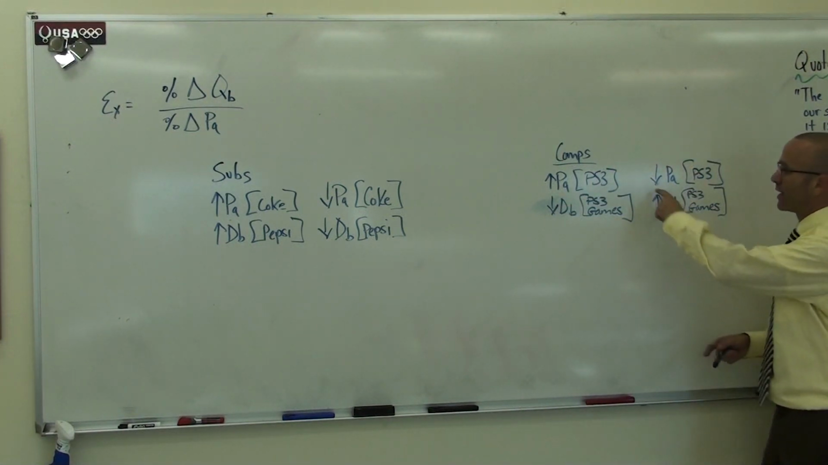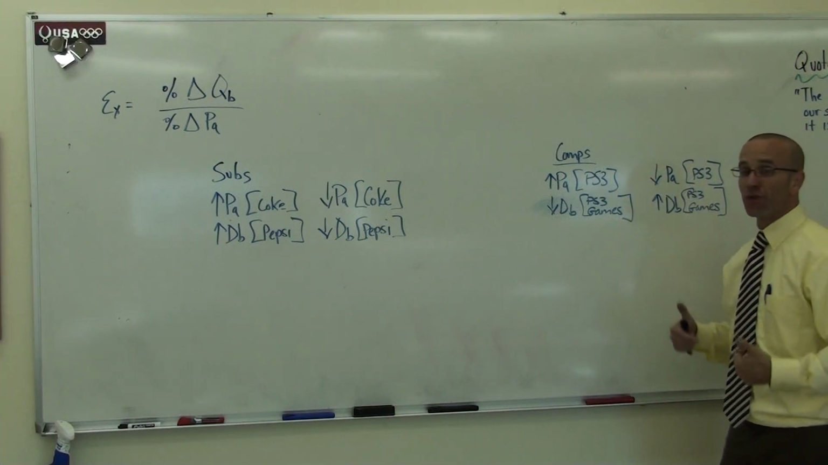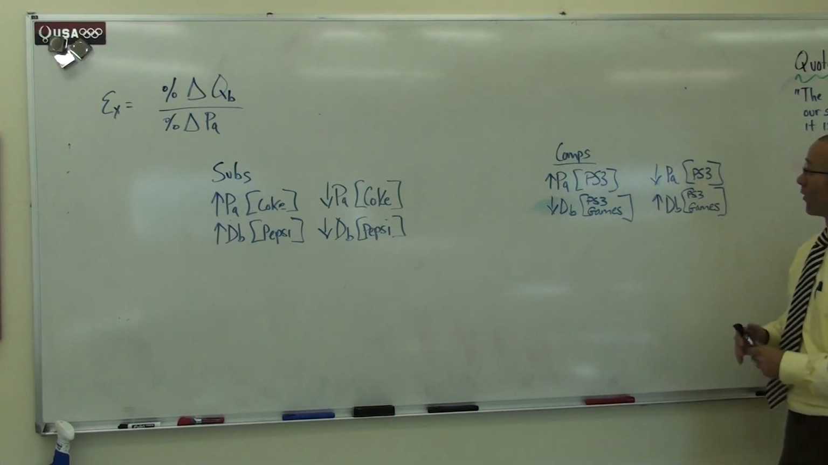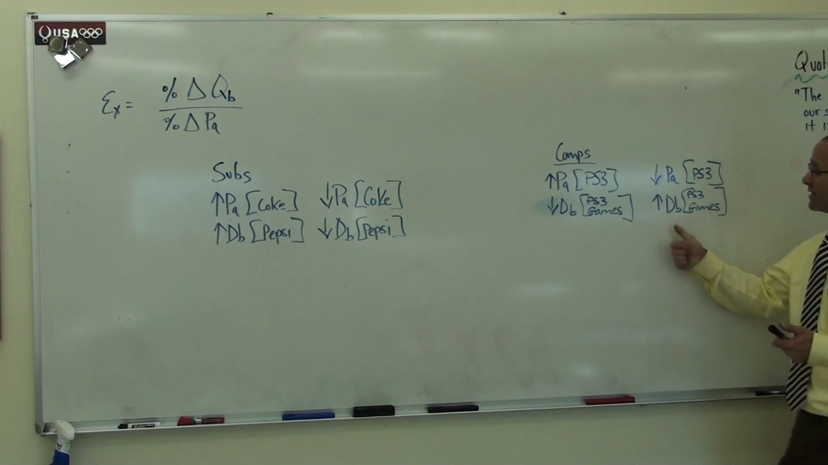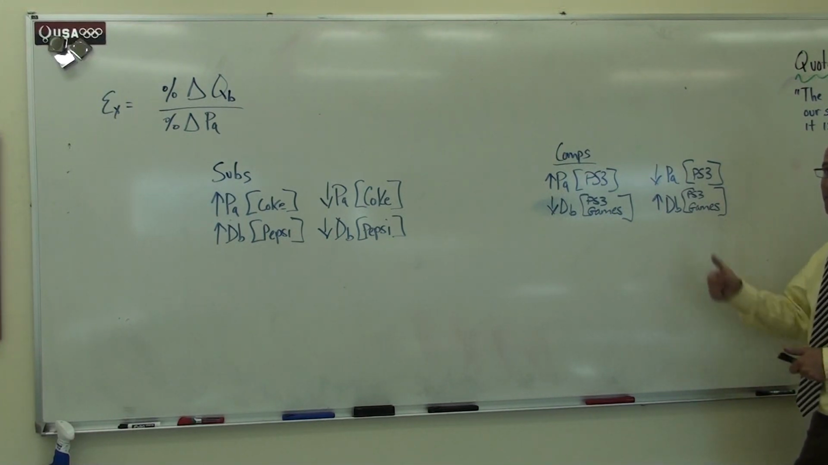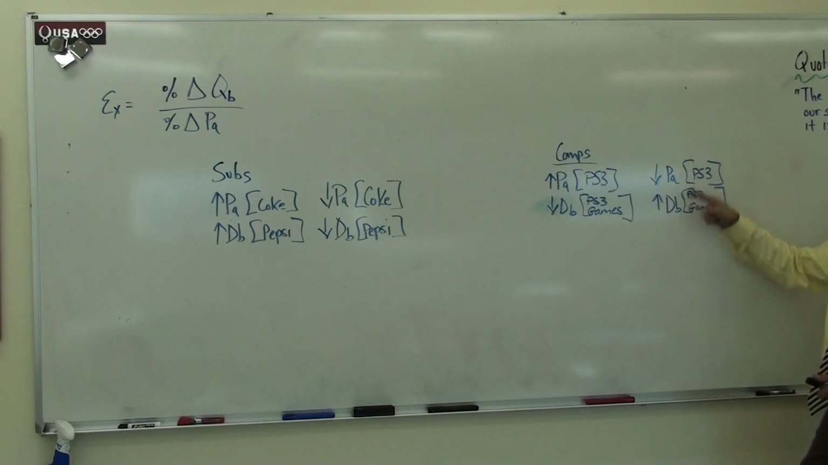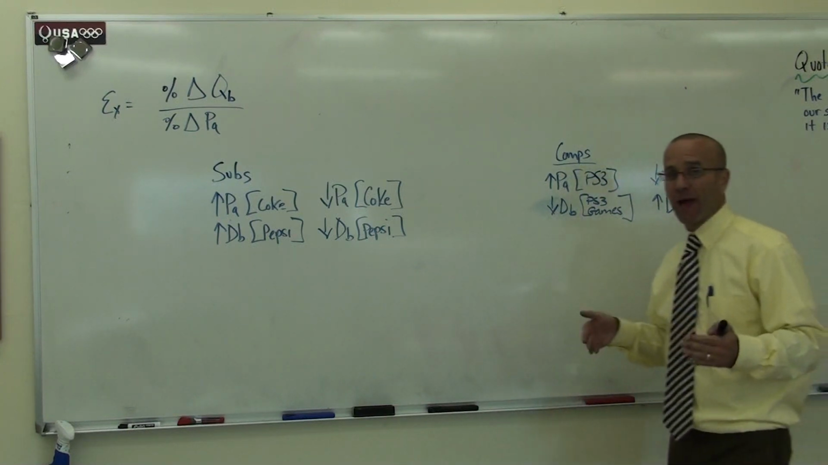Well, what happens over here? Let's say the price of PlayStation 3s goes down. Well, that means more people are going to buy PlayStation 3s, so it increases the demand for PlayStation 3 games. The demand for B goes up. Negative relationship.